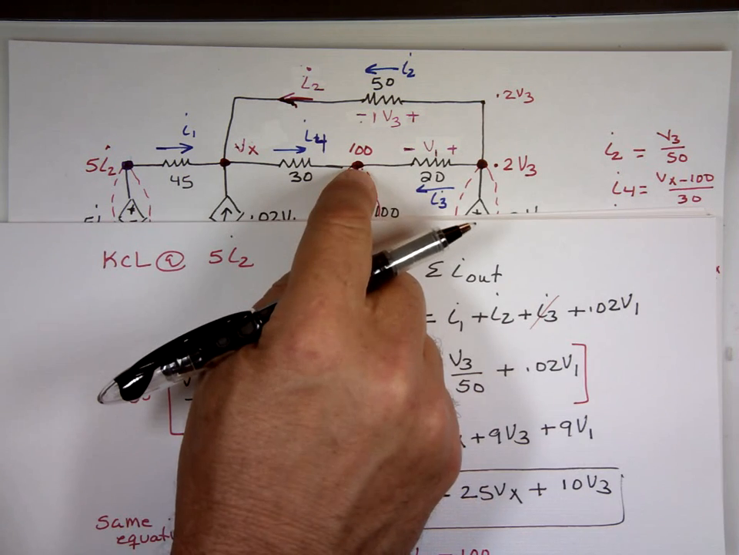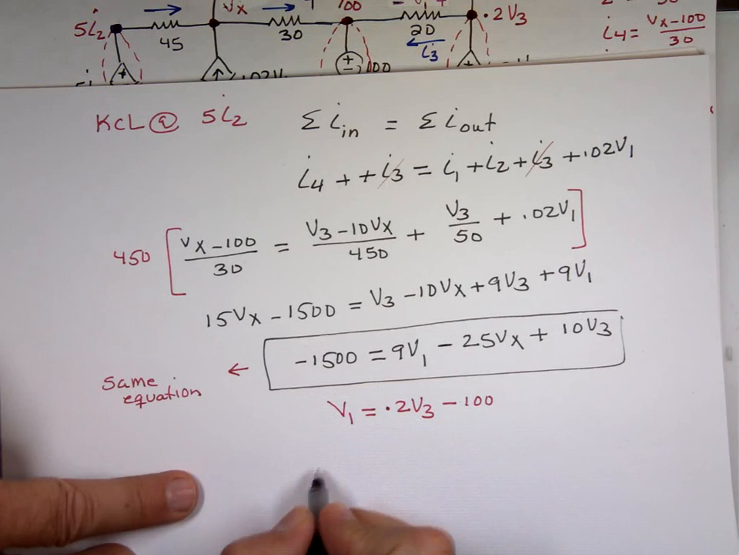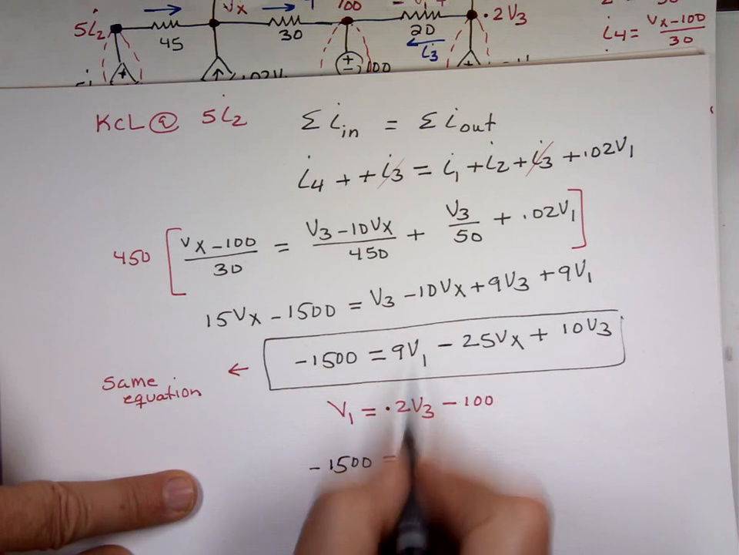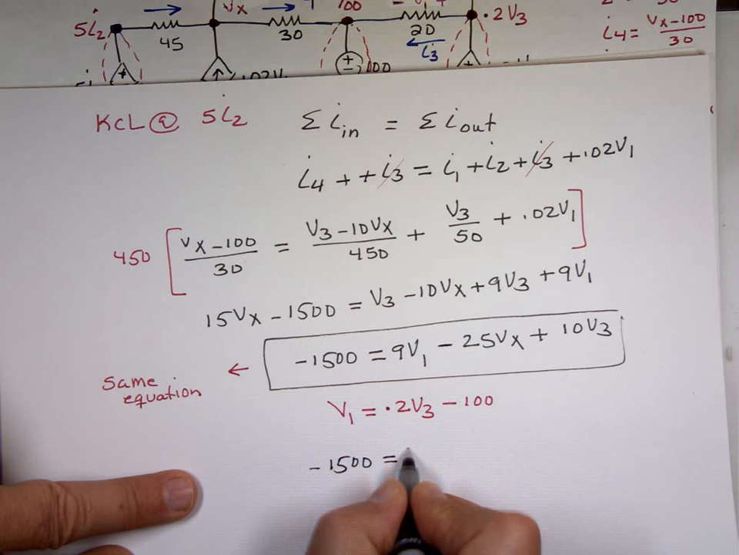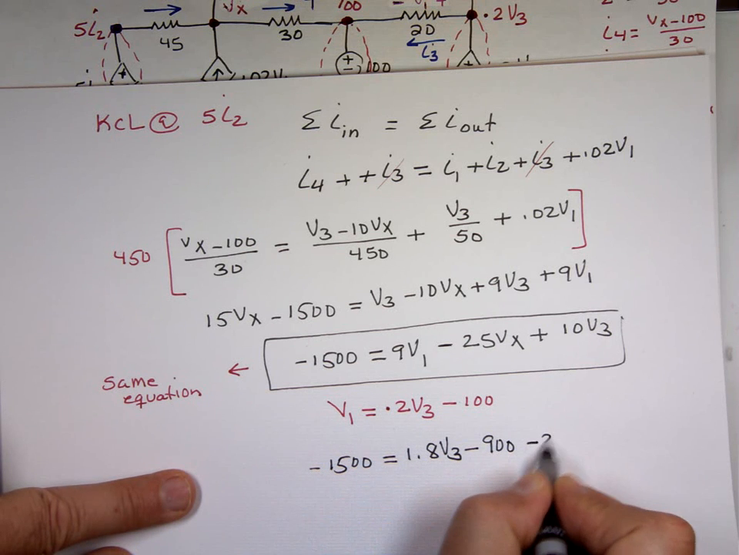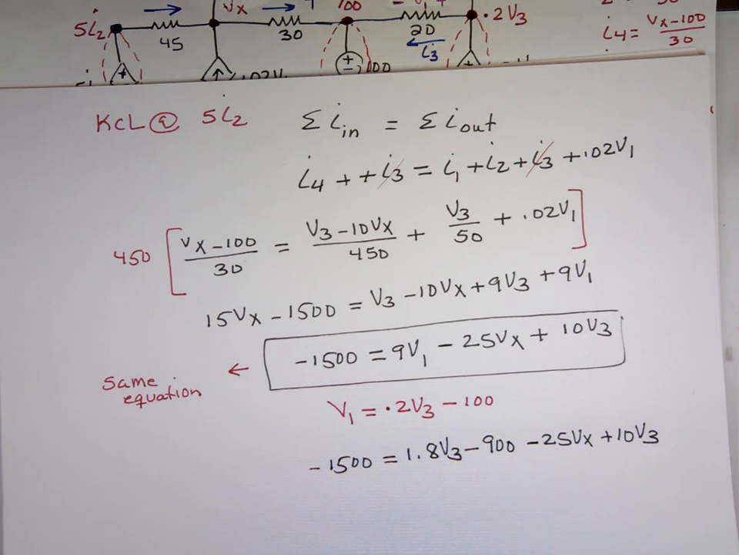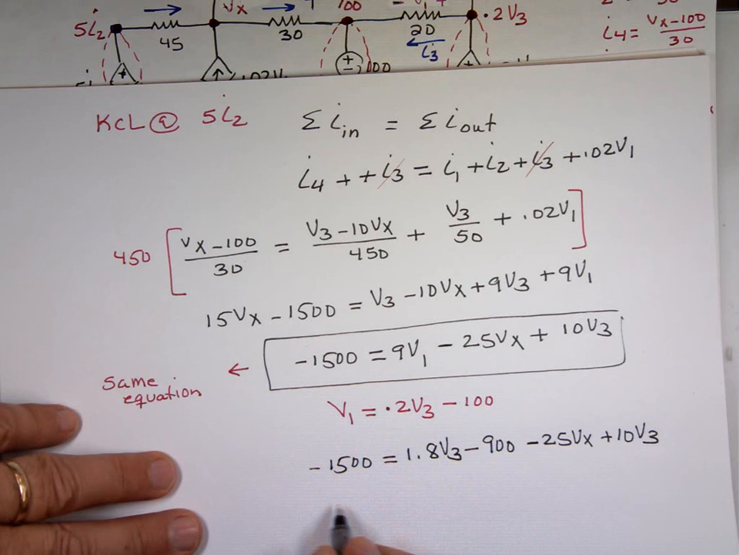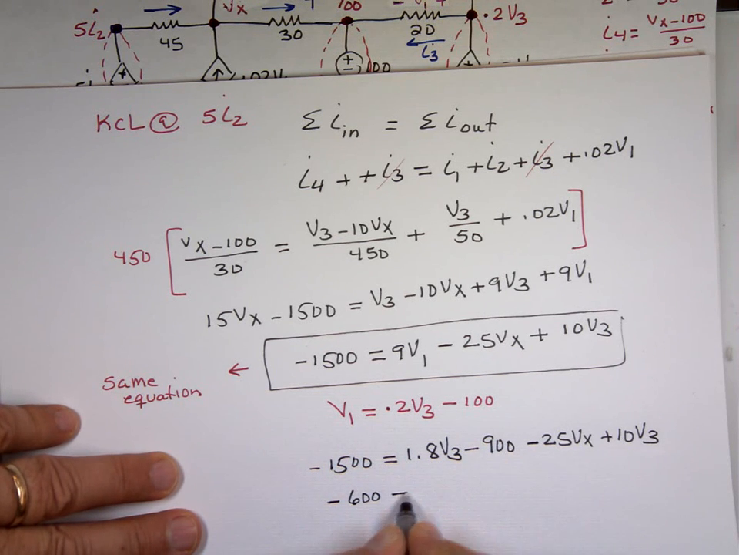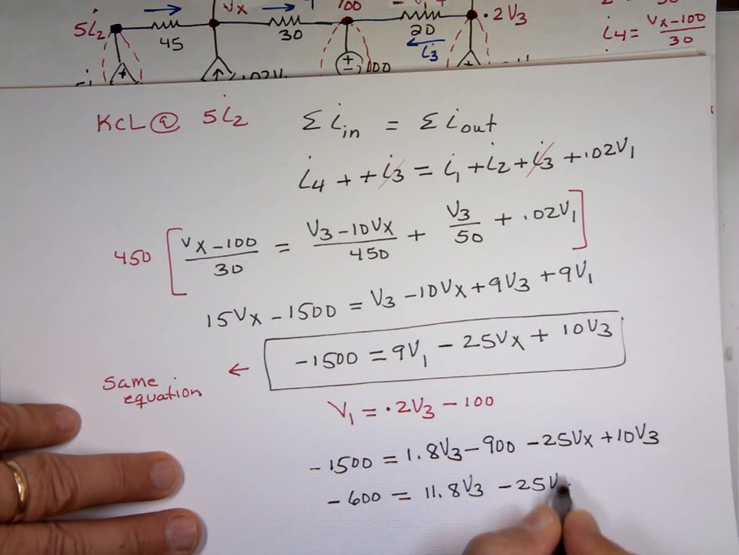So if I plug it into this one, I can shrink that from one equation with three unknowns to what? One equation with how many unknowns? 2. So let's do that. 9 times 0.2. Is that 1.8? Minus 900. So add 900 to this. What are you going to have? Negative 600. 1.8 plus 10, 11.8 V3 minus 25 Vx. We're making progress. We have one equation with two unknowns.